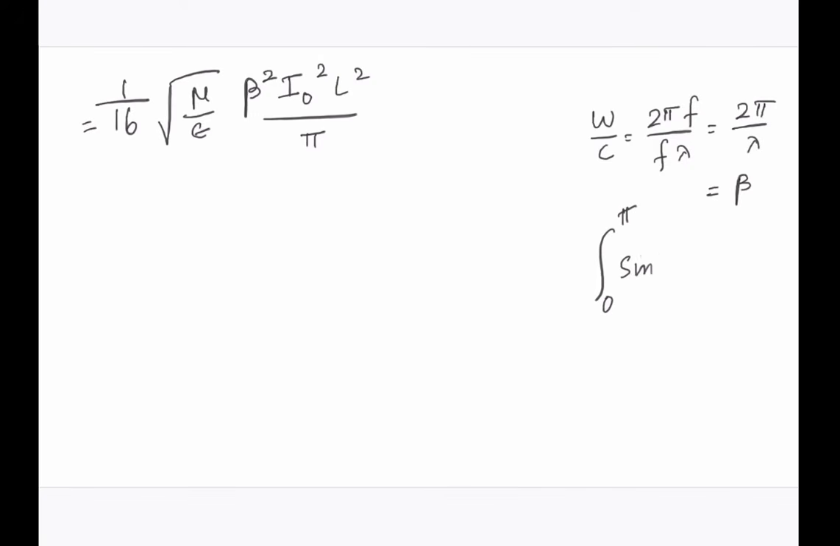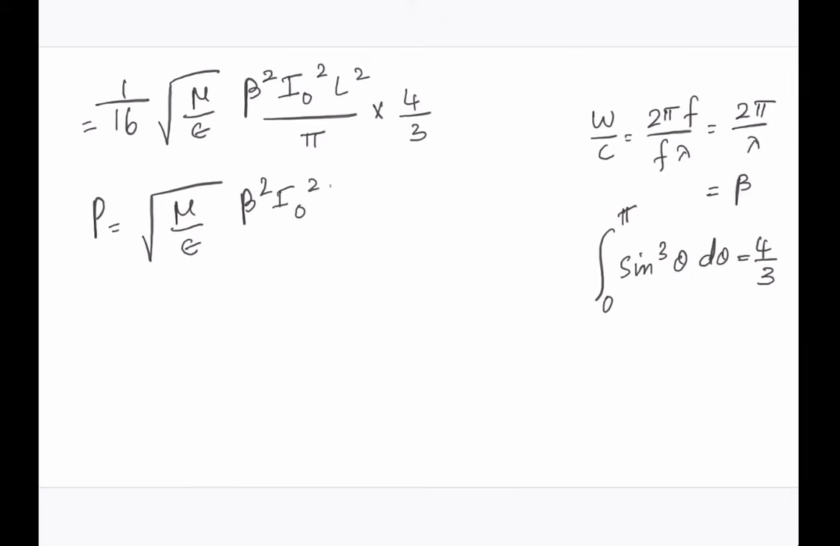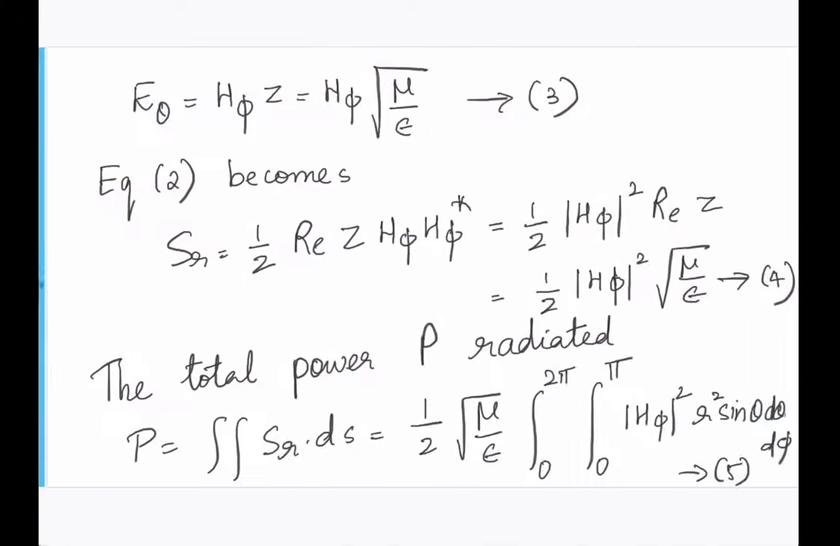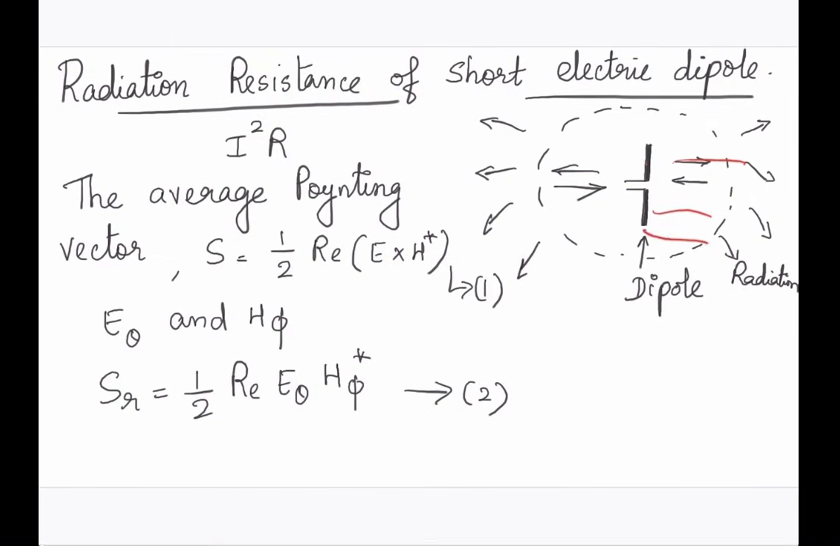Also, integral of 0 to pi sin cube theta d theta is equal to 4 by 3. So substitute this in the given equation. The final equation can be written as root of mu by epsilon beta square I naught square L square by 12 pi in watts. So this is basically the average power, or the rate at which energy is streaming out of the sphere surrounding the dipole.